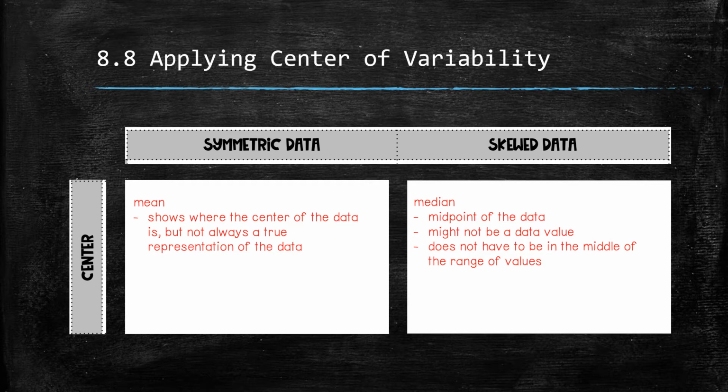Where we have a skewed graph, our median is closer to that center, that high point where the mode is, and therefore the median is a better way to describe skewed data. It might not always be an exact value, because remember, if we have an even number, we have to find that middle value. And it doesn't always have to be the middle of the range of those values as well.